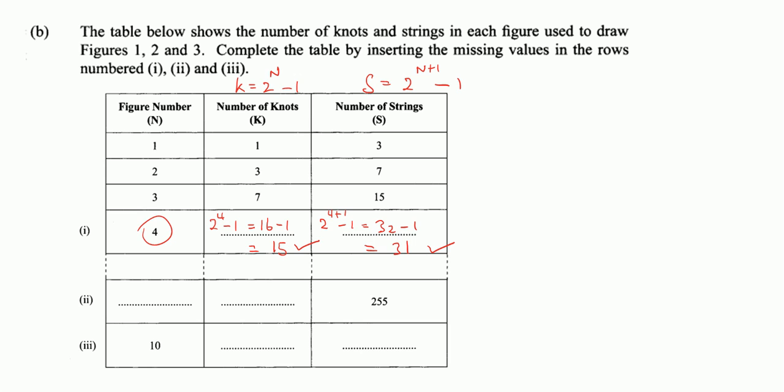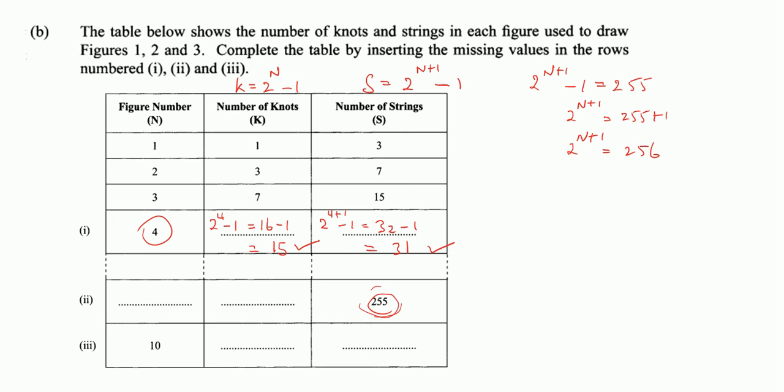Now in the second part now, they gave us the number of strings. They said the number of strings is equal to 255. So we plug that into our formula because we need to find n. So 2 to the power n plus 1 minus 1 is equal to 255. So 2 to the power n plus 1 is equal to 255 plus 1. So 2 to the power n plus 1 is equal to 256.